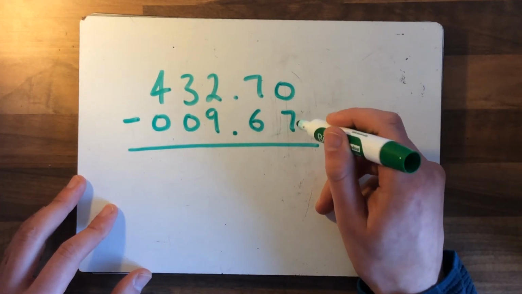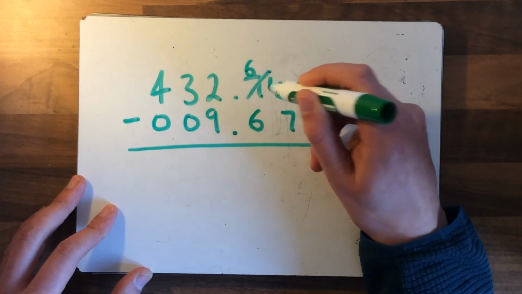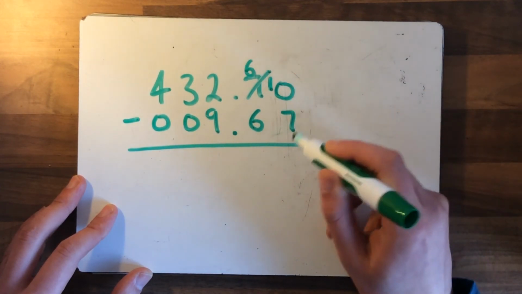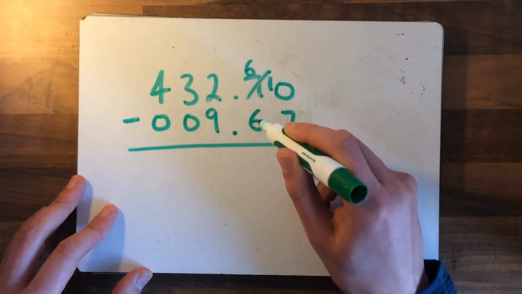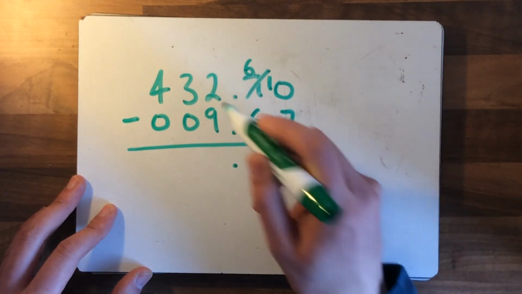0 take away 7 we can't do. So we need to exchange from here. This 7 becomes 6 and then this becomes 10. 10 take away 7 is 3. 6 take away 6 is 0. Let's get that decimal point lined up.